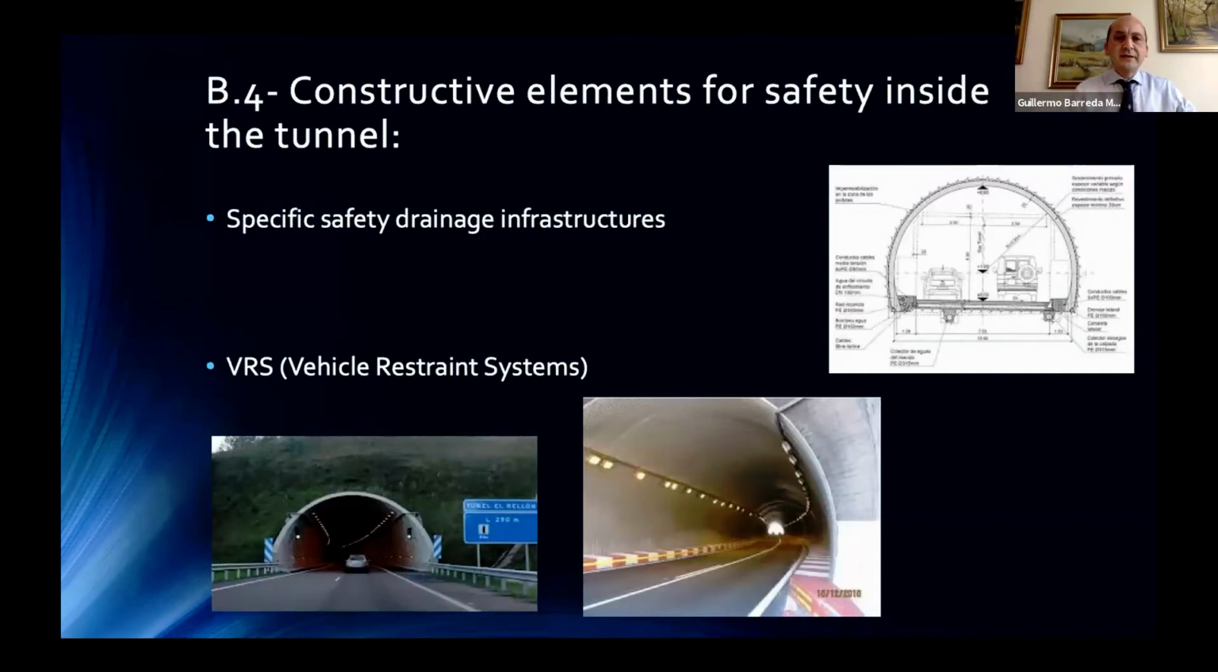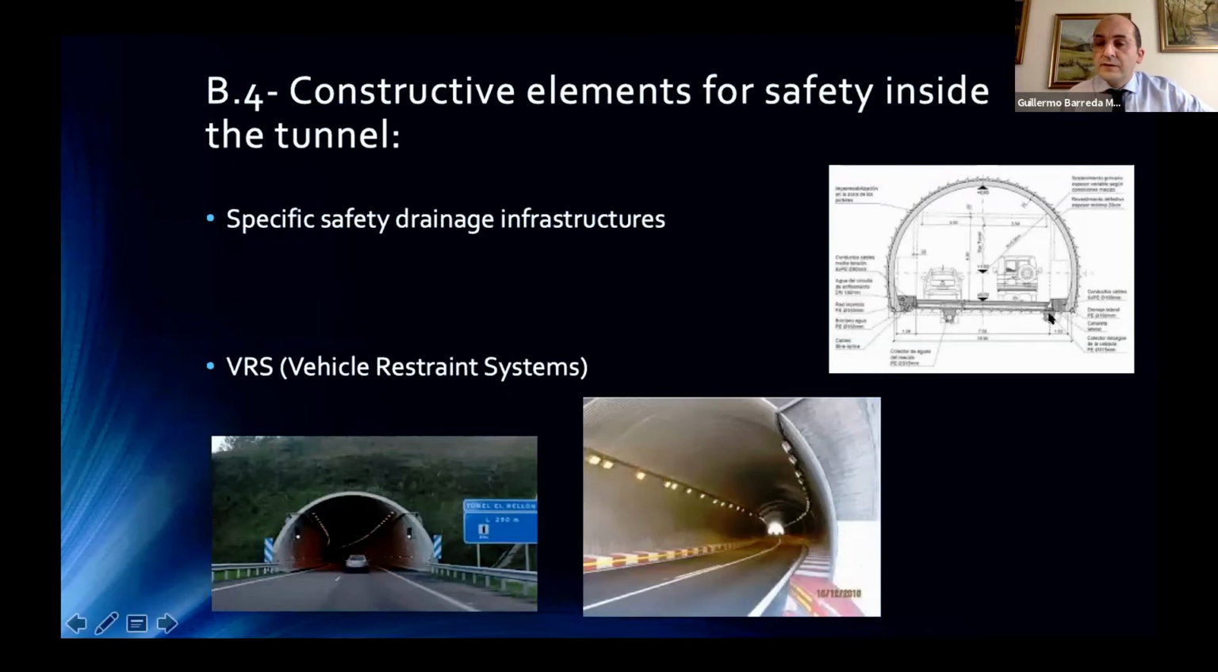Now we will study the constructive elements for safety inside the tunnel. We will see here, this is a section of a normal tunnel. This is a specific safety drainage infrastructure. Here we can see that there is a normal tunnel with a wall, a footpath, a curb, and the road with the 2 lanes.